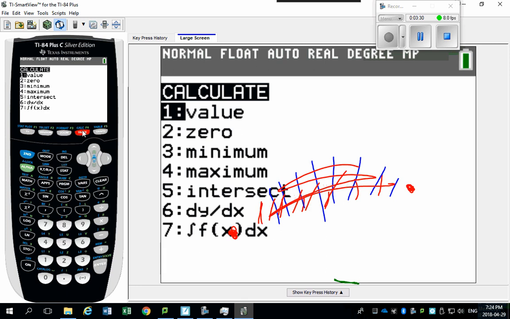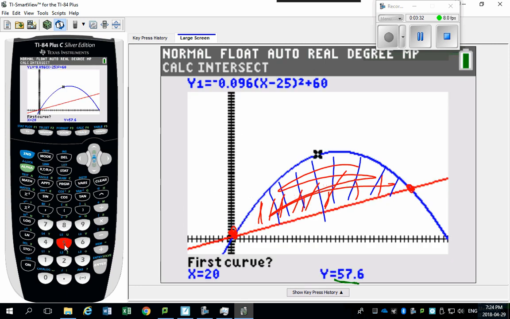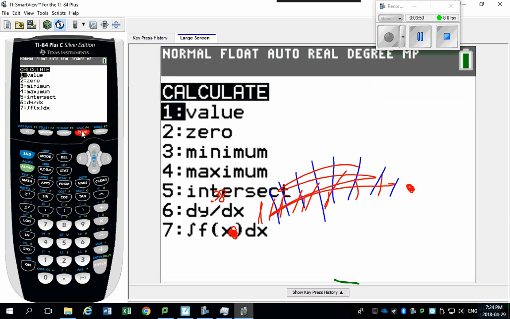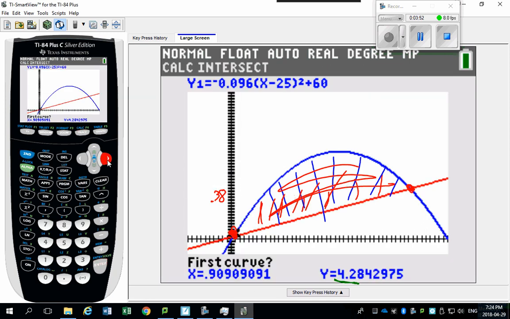Let's find the intersect, which is option 5. Mouse it down here. Woohoo! All the way down there. And we're close. Great. Enter, enter, enter. And I find it at 0.38 seconds. So at 0.38 seconds, and then second calc, let's find the intersect, let's find the other one, way over here now.